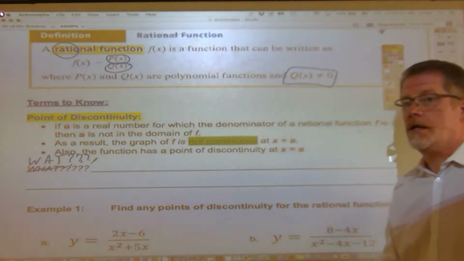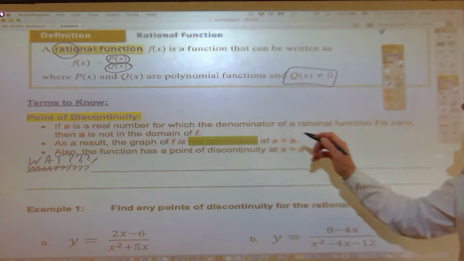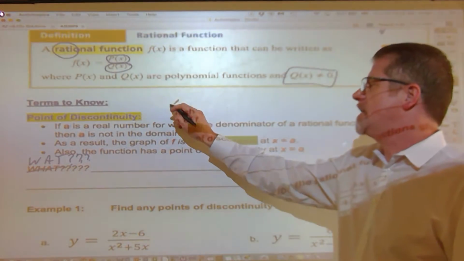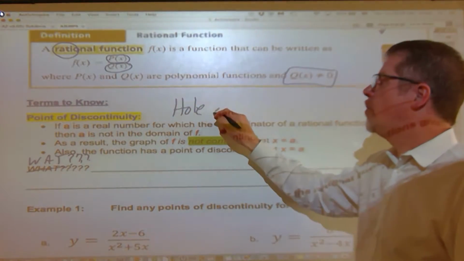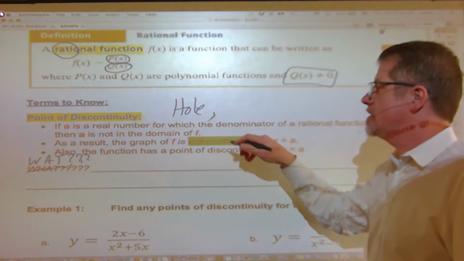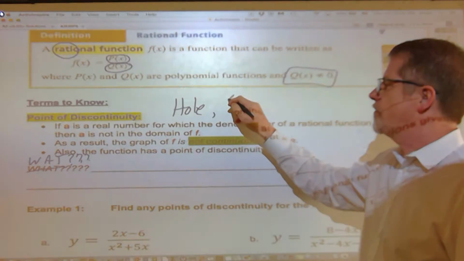So let's take a look at it in terms of the basics. A discontinuity, there's only 3 types. Sometimes the discontinuity is a hole. Sometimes the discontinuity is a vertical asymptote.